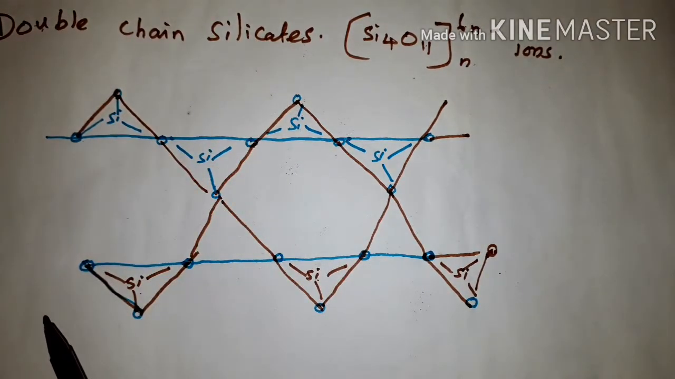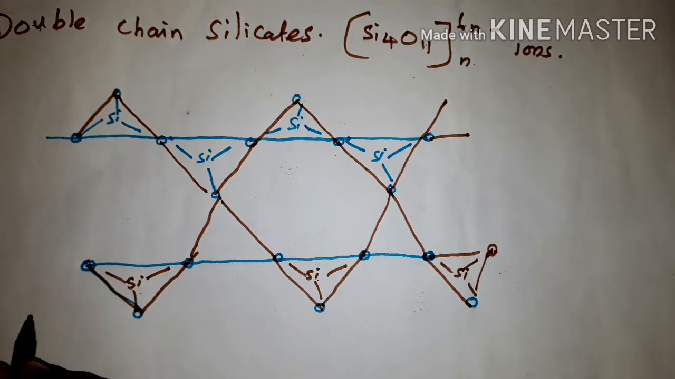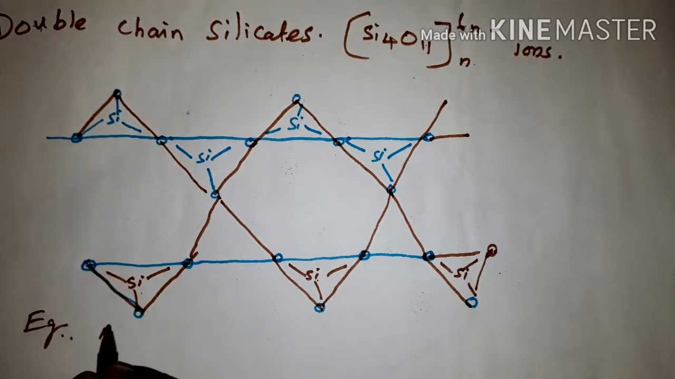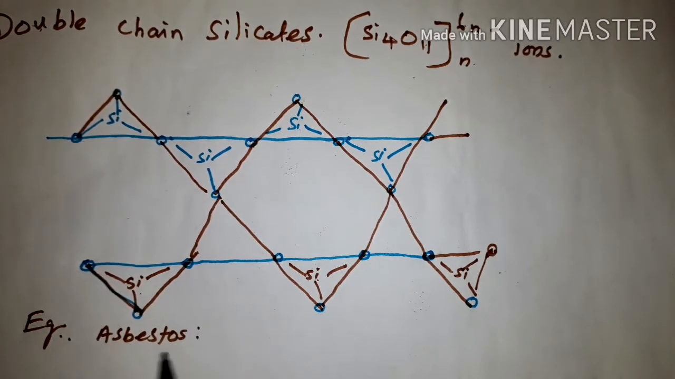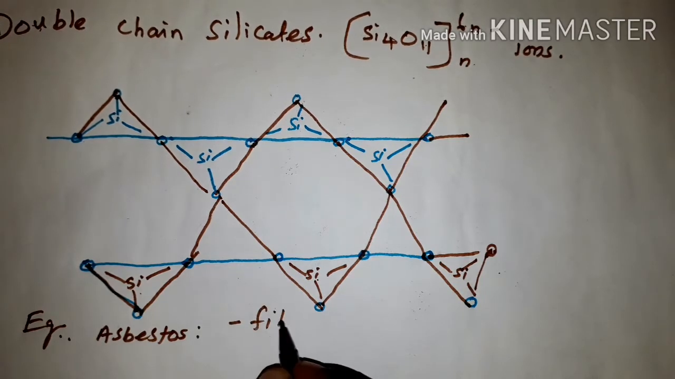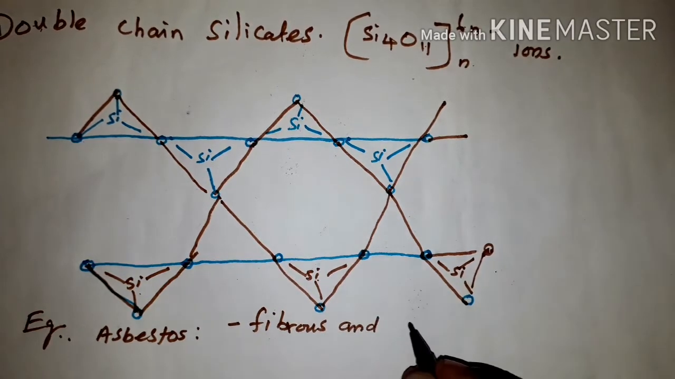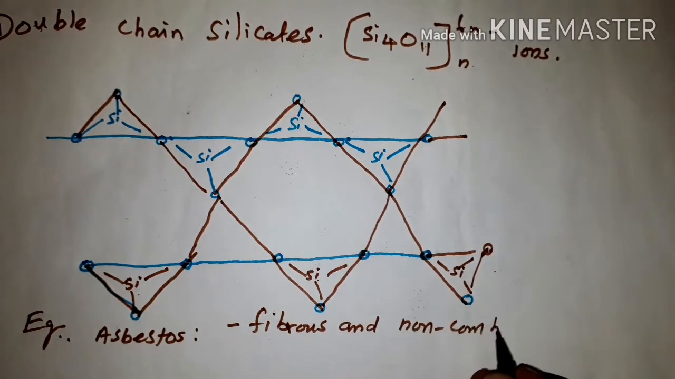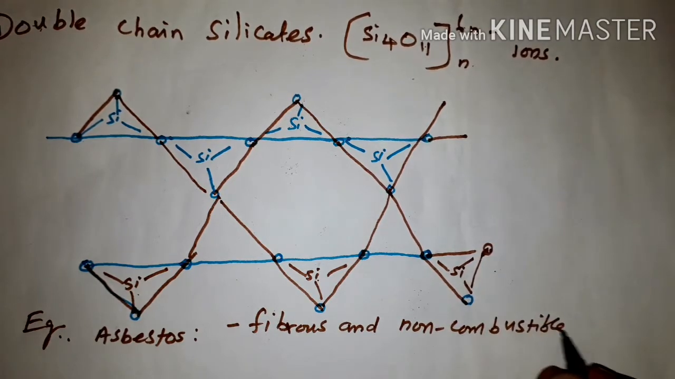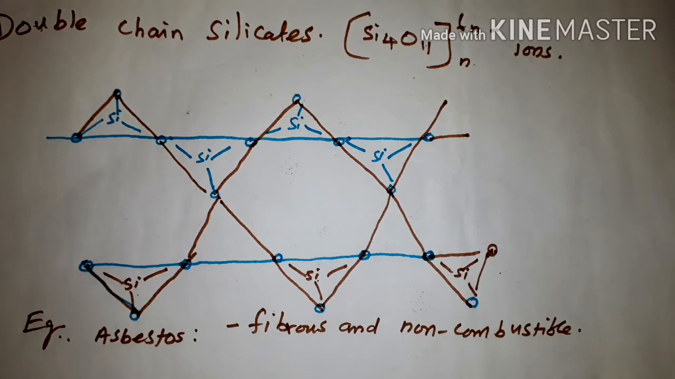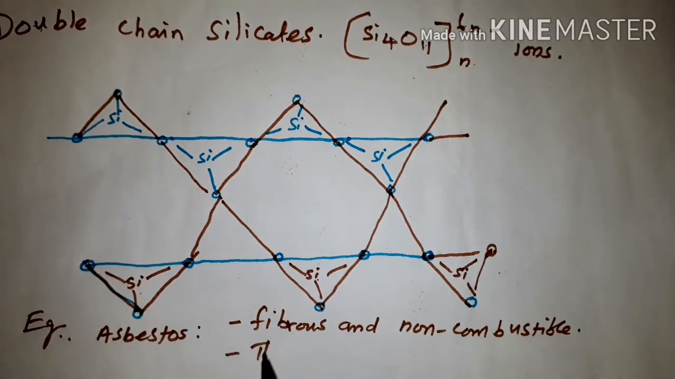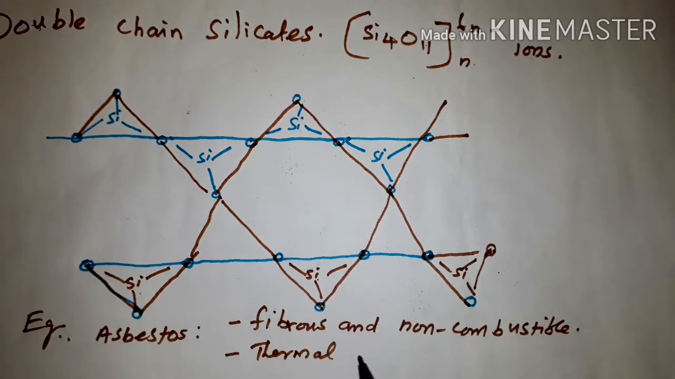Example is asbestos. This asbestos is a fibrous and non-compressible silicate. Therefore, they are used for thermal applications.